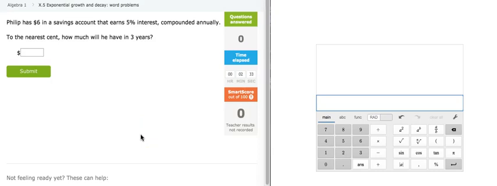Hey, what's up, friends? We're going through some Algebra 1, X.5, exponential growth and decay word problems. I've got my trusty Desmos calculator here on the side to help me out. Here you go. Philip has $6 in a savings account.